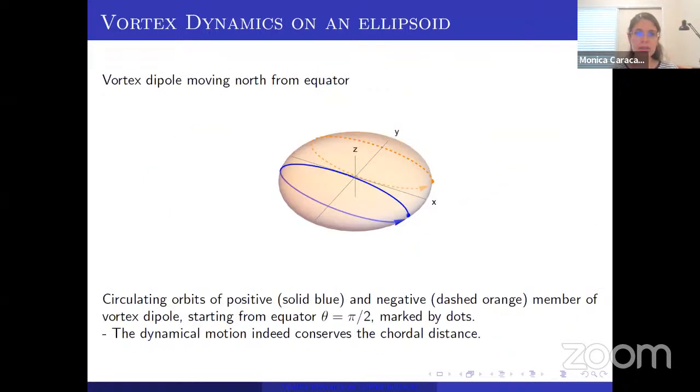In another configuration, you consider starting the vortices at the equator, and they also go together, right? North and then go back to the initial point, describing circular orbits. And here also they are synchronized, and the chordal distance between both vortices is also constant, like in the other case.